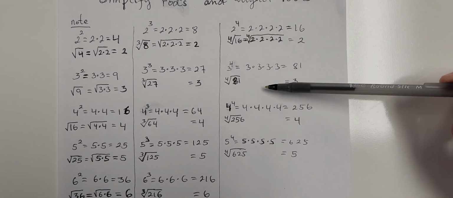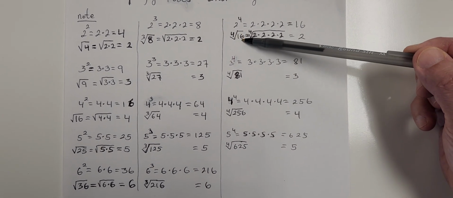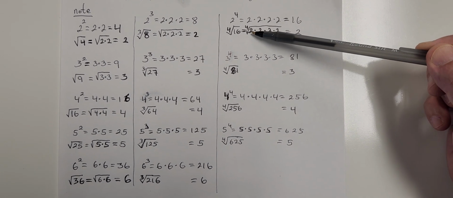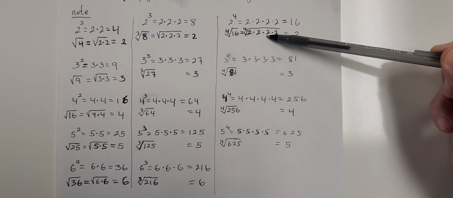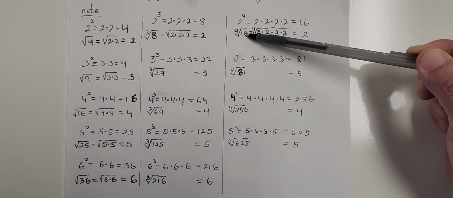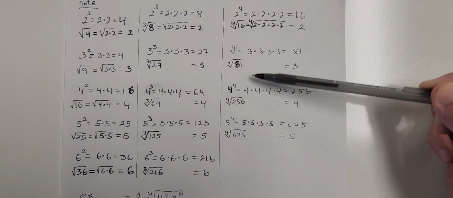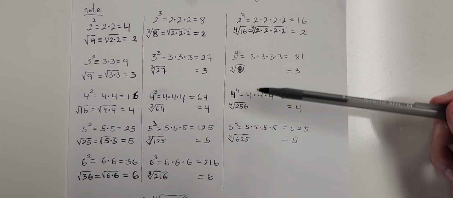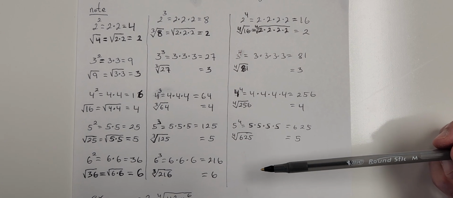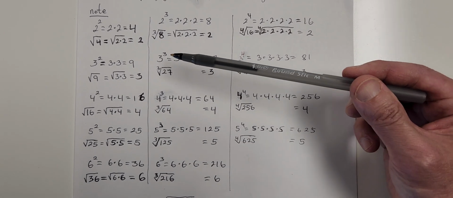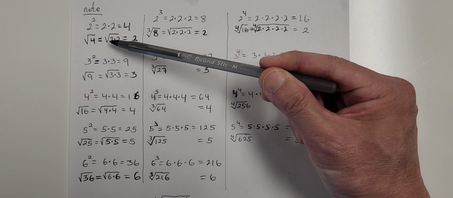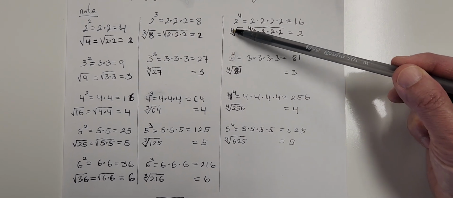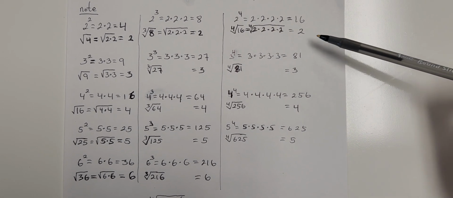Same thing with the fourth root. Fourth root of 16 is a group of four 2s, so 1, 2, 3, 4. So fourth root of 16 is 2, and so on down. Again, this list is just the basics. This list is infinite, but it's just basic multiplication. So square root, group of 2. Cube root, group of 3. Fourth root, group of 4, and so on.